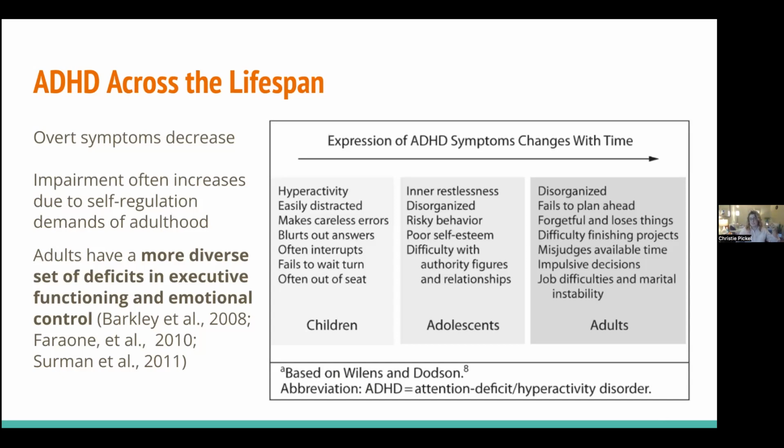And oftentimes, although symptoms may decrease, impairment increases because you're expected to regulate yourself a lot more in adulthood, right? You don't have the supports that you do from school, from parents, right? There's a lot more that you have to manage and organize and plan for. And so it can become more impairing even as the symptoms become less intense.